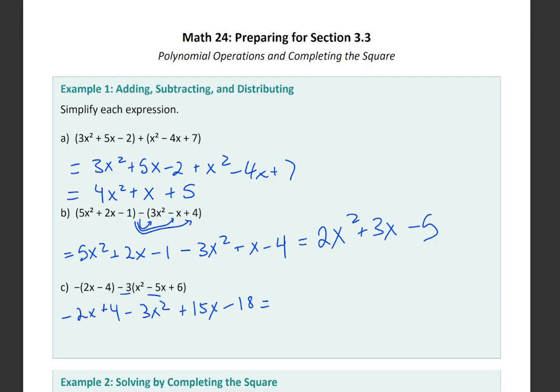Now I combine like terms. I have minus 3x squared. I have a minus 2x plus 15x, which is plus 13x. And then I have a plus 4 and a minus 18. That's minus 14. There we have it. We've combined all the like terms, and we did all the distribution properly. So we didn't drop any negatives here, and that's what helped us get to the right answer. You can have a vastly different answer if you make little mistakes like that.